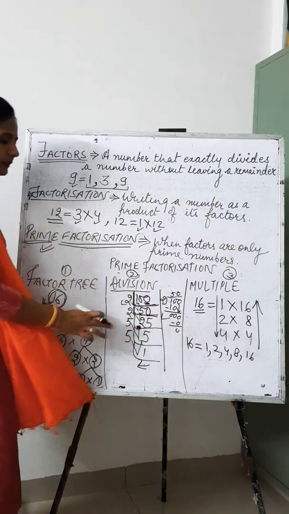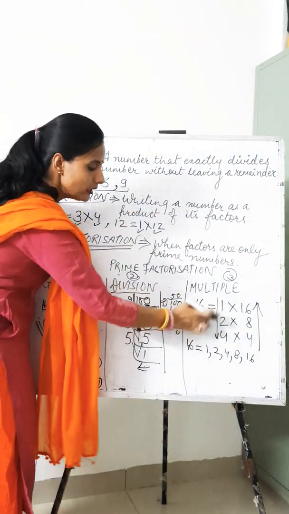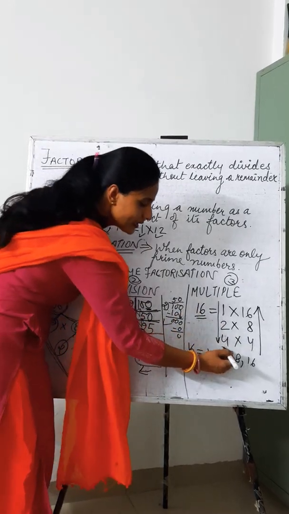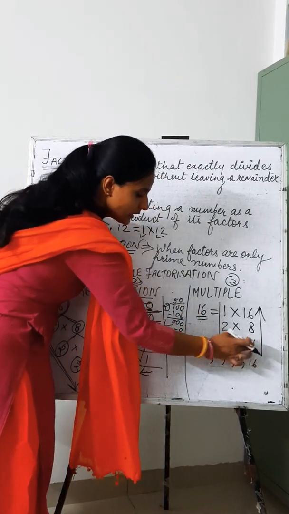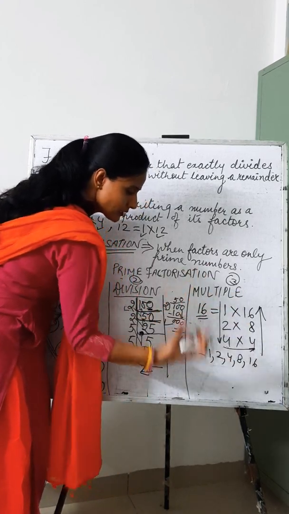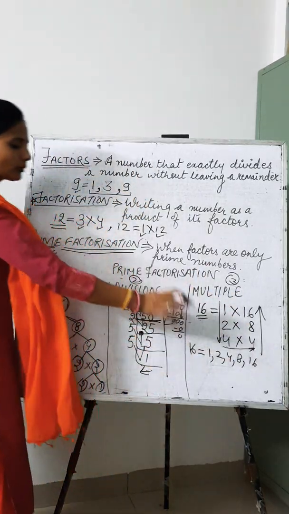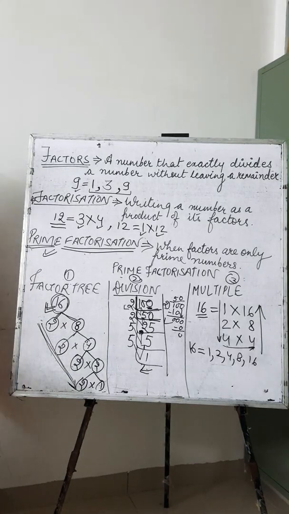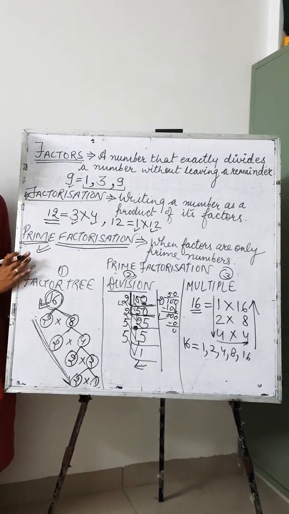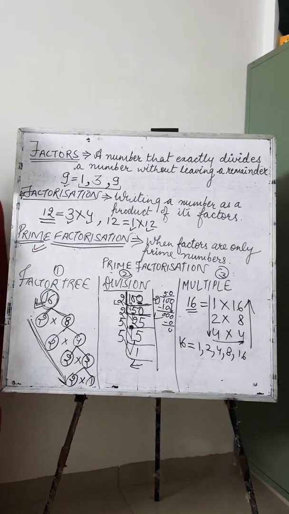It means that as soon as you have written all the factors, and as soon as you realise that you are writing in reverse order, then you have to stop your process there only and then you can write your factors. So children, in this way you have to find prime factorization by these three methods.